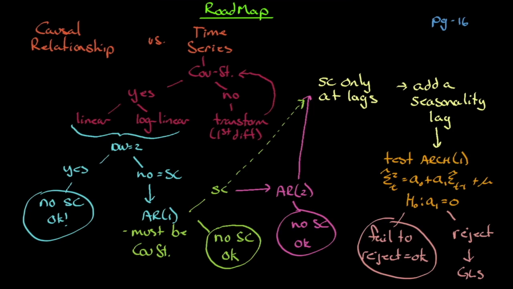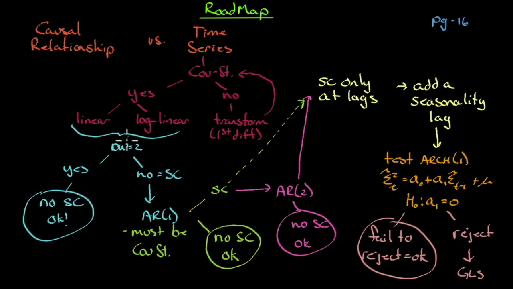So let's say that we're starting our analysis. We have a choice. We can look for causal relationships, a series of observations on X that help us predict Y. Or we could just look at time series analysis. And for time series analysis, recall we need covariance stationary time series. If we do have a covariance stationary time series, we have a choice. We can use a linear or a log linear model.